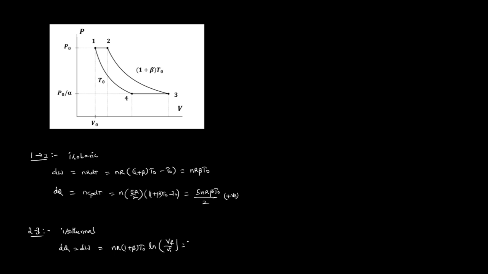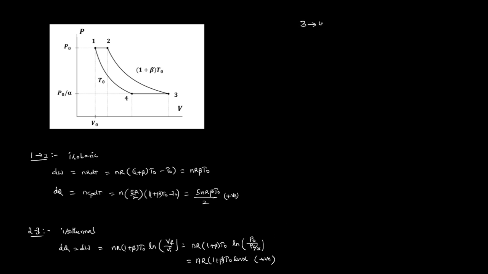As we know the pressures P naught and P naught by alpha, I'm going in terms of pressures, because we don't know the volumes. So nR into (1 plus beta) T naught multiplied with ln of P initial by P final. P initial is P naught and P final is P naught by alpha. So we'll get nR (1 plus beta) T naught ln alpha. So this also we got positive work done as well as positive dQ.